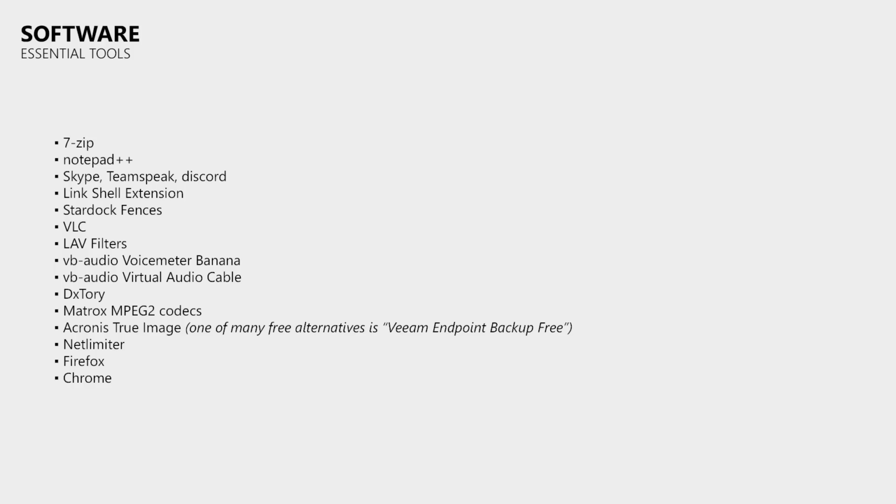Voicemeeter Banana and virtual audio cables, which I use together with DxTory to have my microphone and voice over IP audio in separate audio tracks. The Medialooks MPEG-2 codecs for DxTory as they provide very good quality while not creating too big files, True Image as backup software for my Windows drive, NetLimiter to stay in control of my network connection, and Firefox as well as Chrome as my primary internet browsers. You can find the links to all these applications in the description down below.